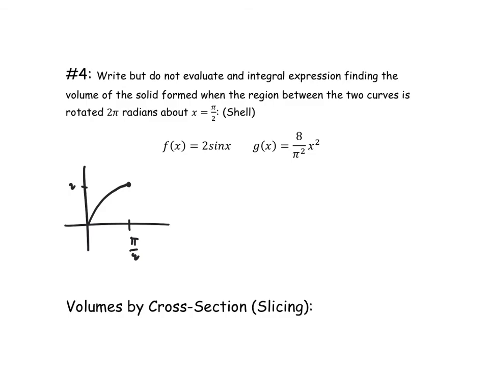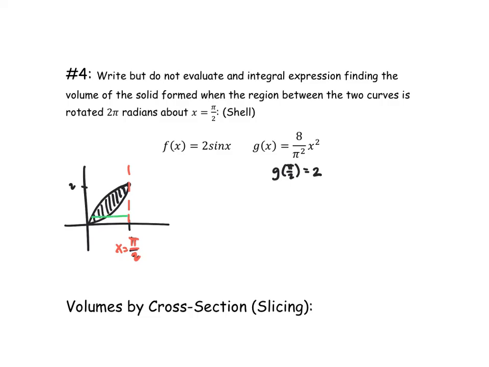So conveniently, g of pi over 2, I believe, ends up being 2. Nice. So 8 over pi squared x squared ends up looking like this. All right, so this space is going to be revolved around this axis, x equals pi over 2. All right, so let's write an equation if it were to be revolved.